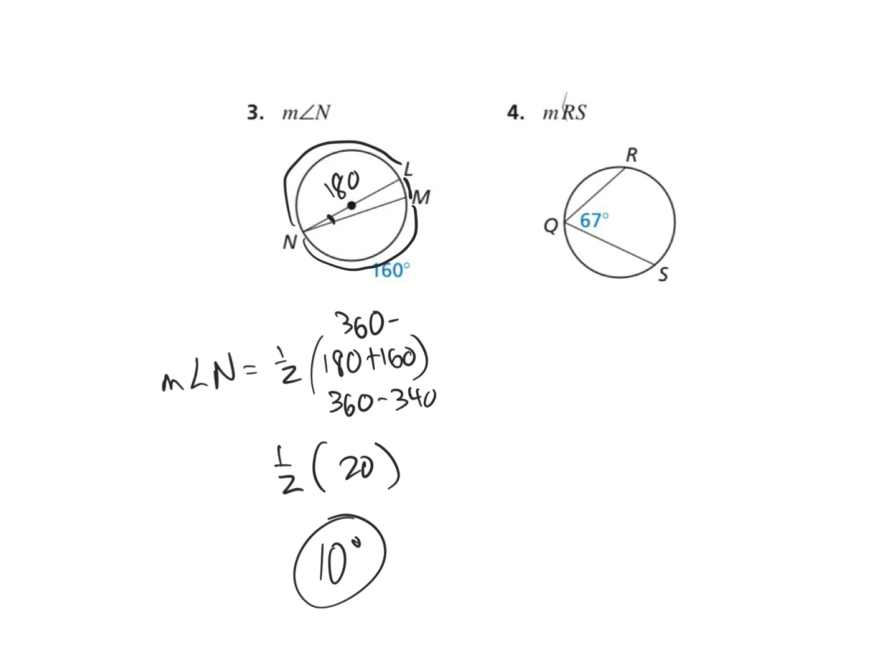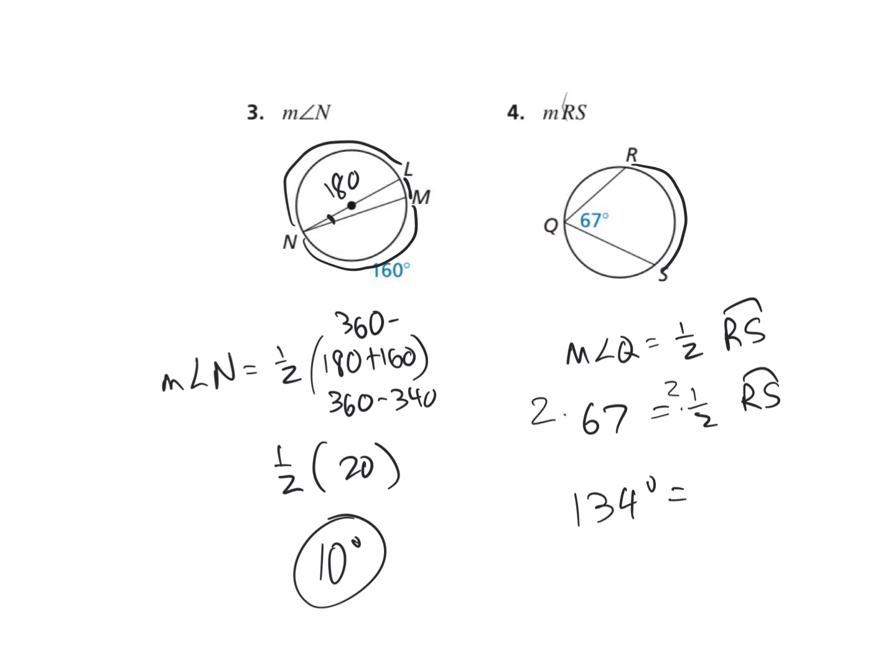Okay, now it wants the arc. So remember the measure of angle Q is 1/2 the arc RS. All right, so if the measure of angle Q is 67, how would I solve for the arc? I would multiply by 2. So that's 134 degrees. That's the measure of RS, the arc RS.